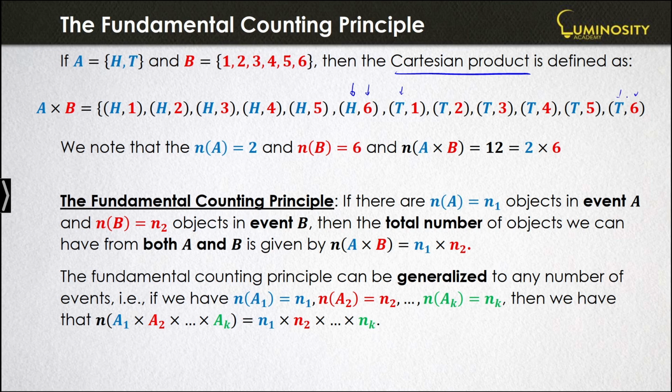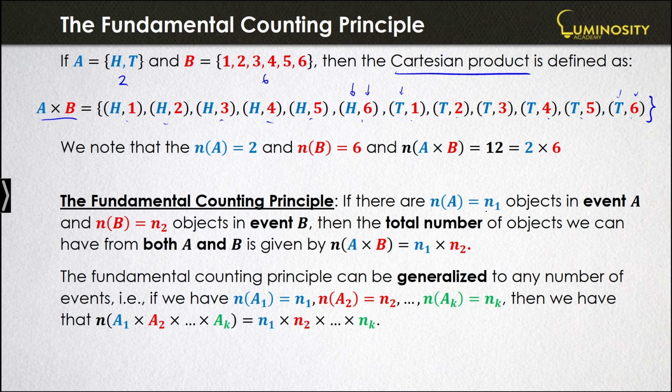So let's note something quite special that happens here. The number of elements in the set A, there are 2 elements here. And the number of elements in the set B, there are 6 elements here. And the number of elements in the Cartesian product A cross B, well, there's 1, 2, 3, 4, 5, 6, 7, 8, 9, 10, 11, 12. But 12 is 2 times 6. So this brings us to what we call the fundamental counting principle.